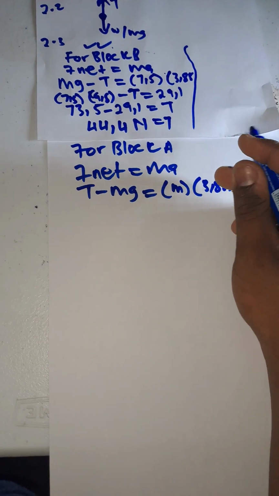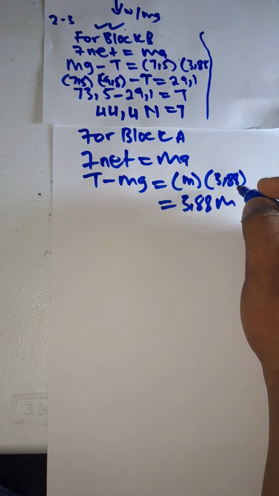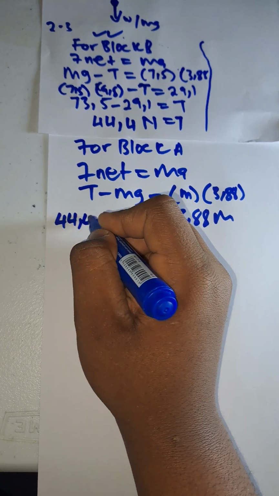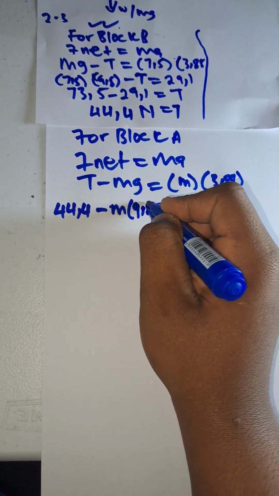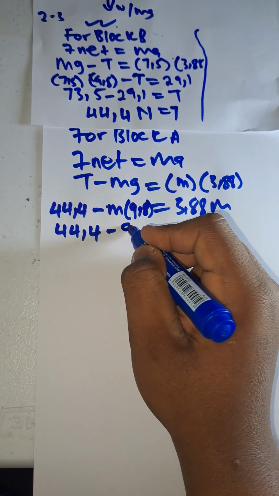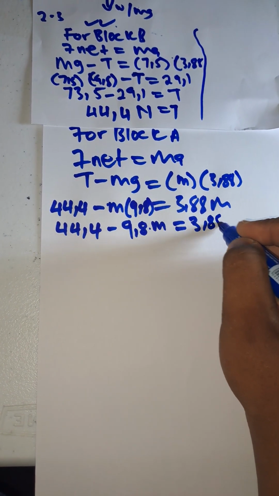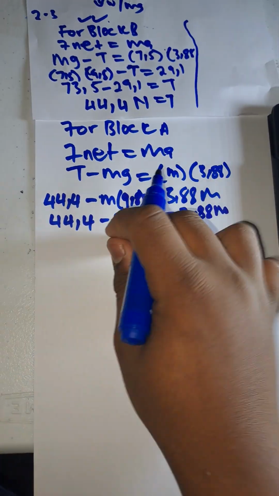3.88. Remember, as block B is moving, it is also pulling block A, so they are going to move with the very same acceleration. Let me simplify it here: 3.88m. Now, what is my tension? My tension was 44.4 minus the mass that they want times my gravity 9.8, right? So it's 44.4 minus 9.8m is equal to 3.88m, right?